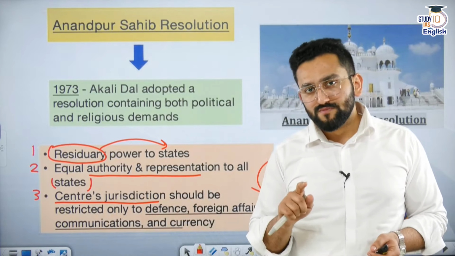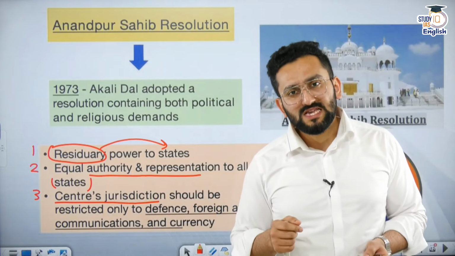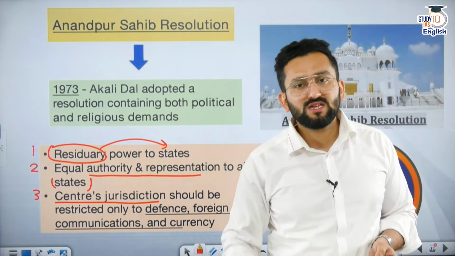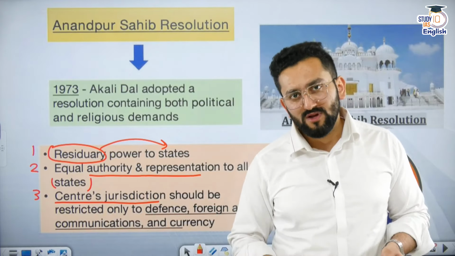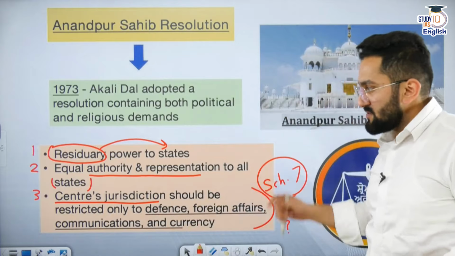Right? Now, they said we should follow the formula of the US. Each state was given 2 seats. That is why there are 100 members for 50 states. So that was their demand.